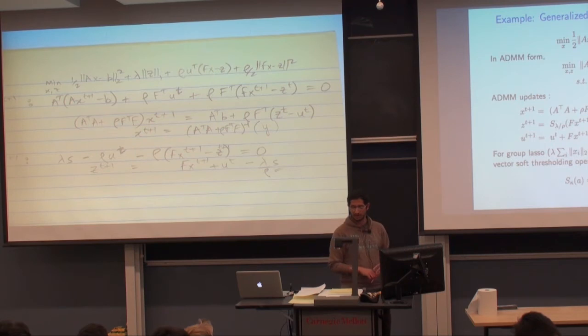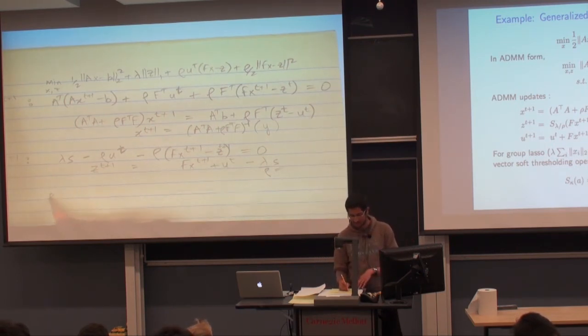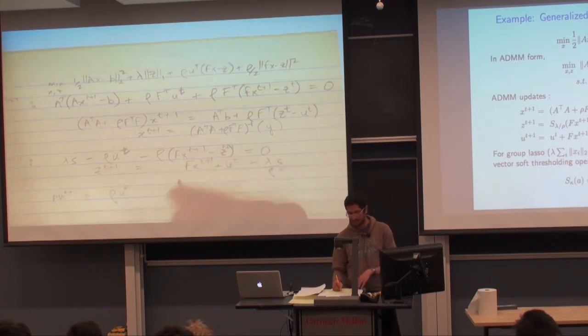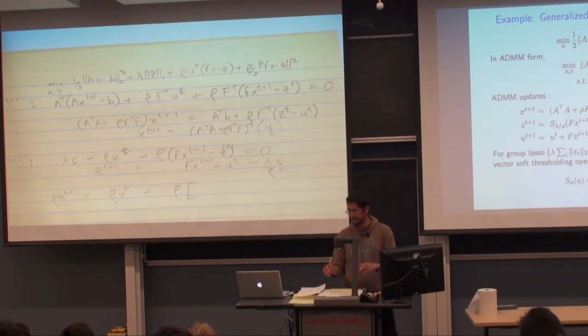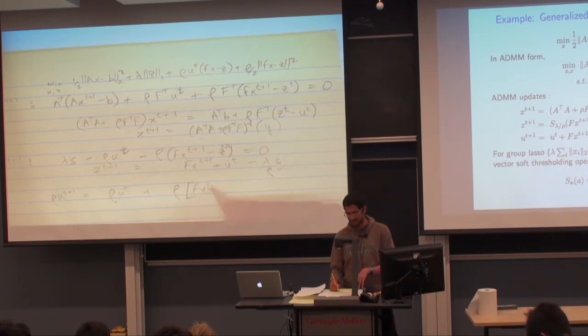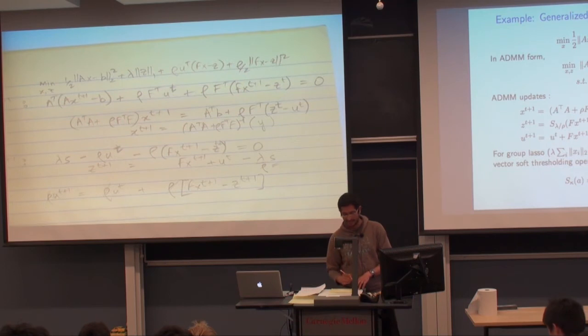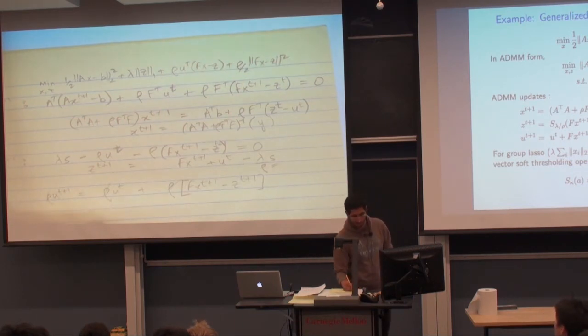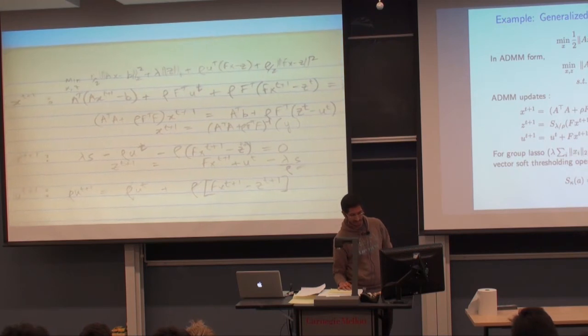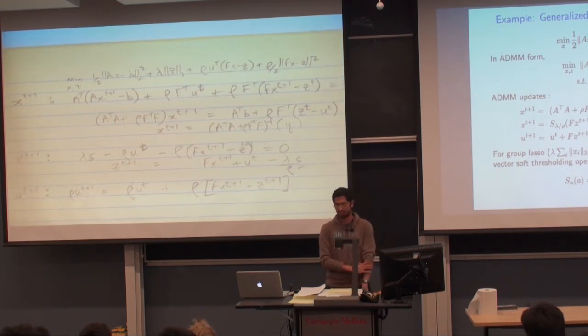And now the update for u. Remember it was rho times u, so I get rho times u_{t+1} should be equal to rho times u_t, because this was my dual variable, plus rho times the gradient in some sense, which is F x_{t+1} minus z_{t+1}. So then my rho just cancels out, and then I get the update for u. Right, so the update for u is just a dual ascent step.